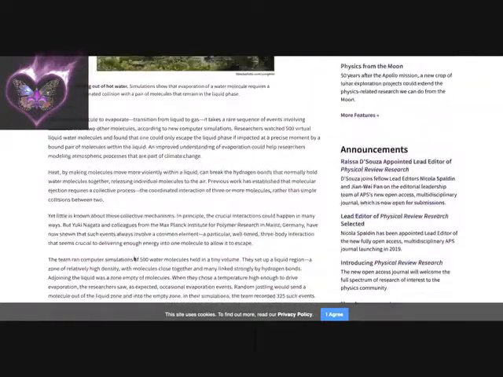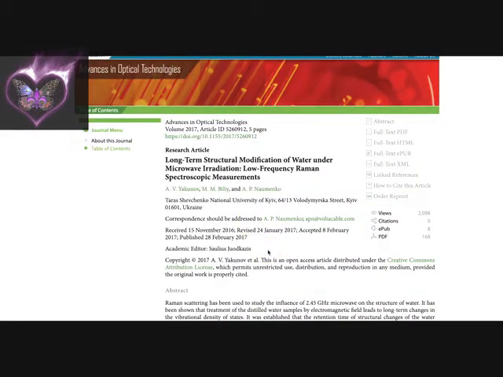Well, there you go. Long-term structural modification of water under microwave irradiation, low frequency Raman spectroscopic measures. Raman scattering has been used to study the influence of 2.45 GHz microwave on the structure of water. It has been shown that treatment of the distilled water samples by electromagnetic fields leads to long-term changes in the vibrational density of states. It was established that the retention time of structural changes of the water samples depends on the sample volume. The experimental results have been interpreted on the basis of the percolation model.